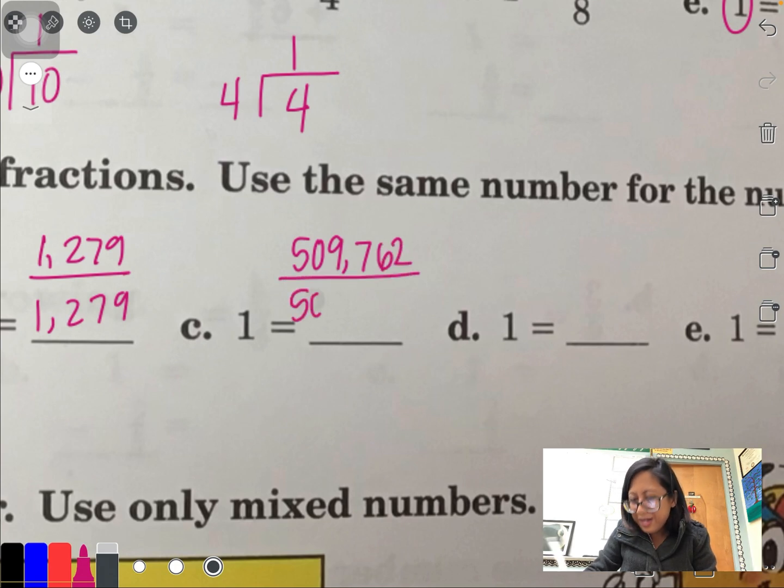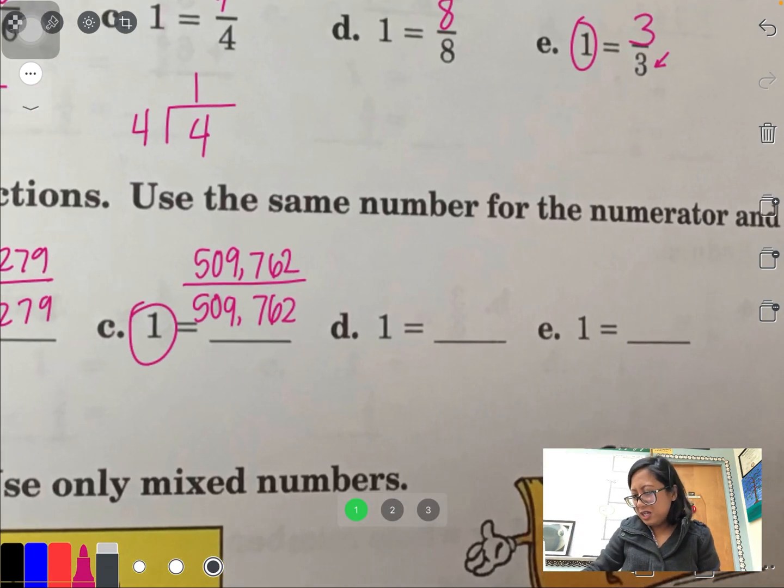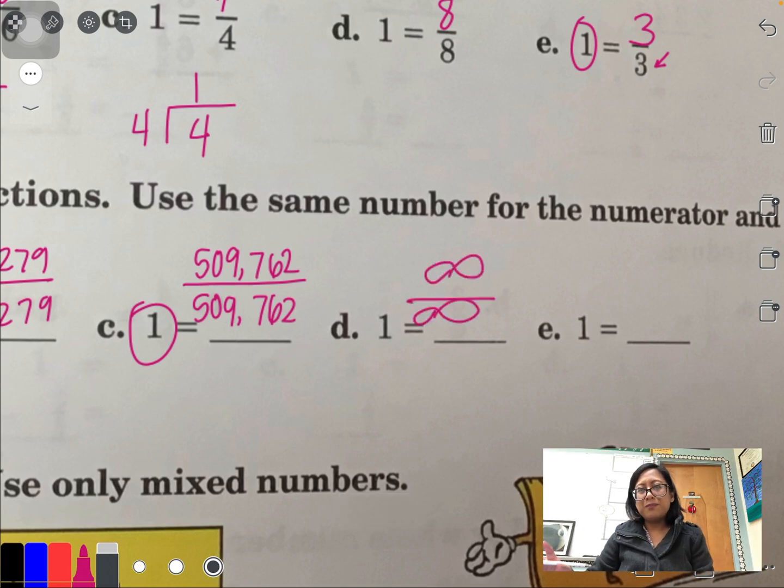509,762 equals 1. Okay? I remember when I taught this a long time ago, I did like infinity over infinity equals 1. Okay, so you can make it up, or you can make it small. 1 divided by 1 is 1. Okay, it's up to you.